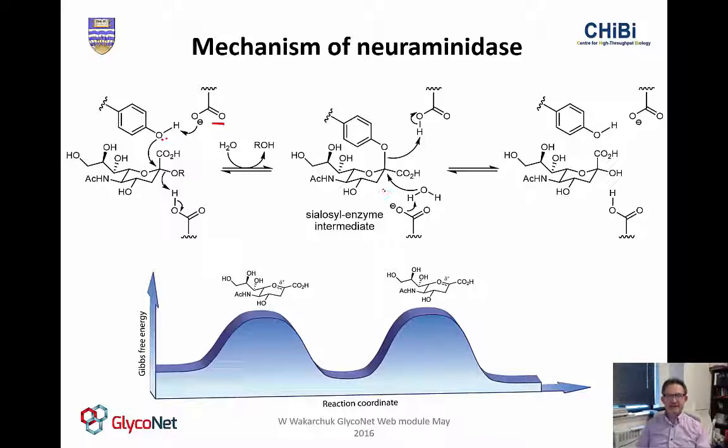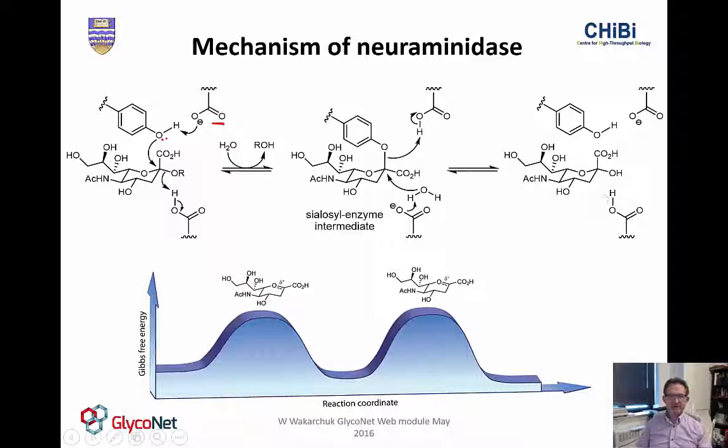This leads then to a covalent intermediate formed between the nucleophile and the sialic acid. And so this mechanism has two steps: the formation of the intermediate, and then the second step is hydrolysis. And in the second step, the hydrolysis again is initiated by a base activating water to give us a hydroxide, which can then help hydrolyze this bond. And again, with reprotonation, in this case of the tyrosine OH, to regenerate the tyrosine, the base, and the acid.